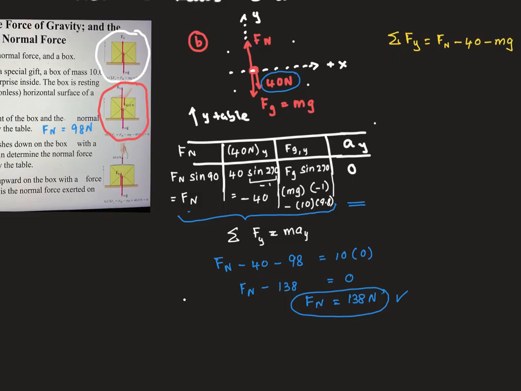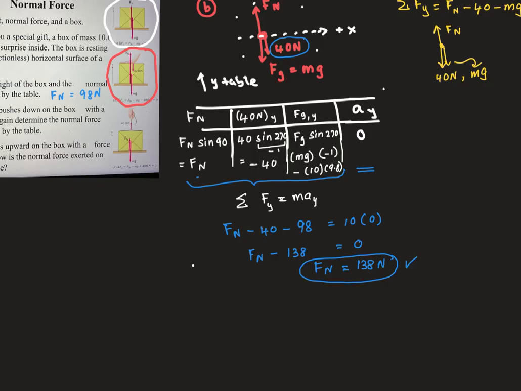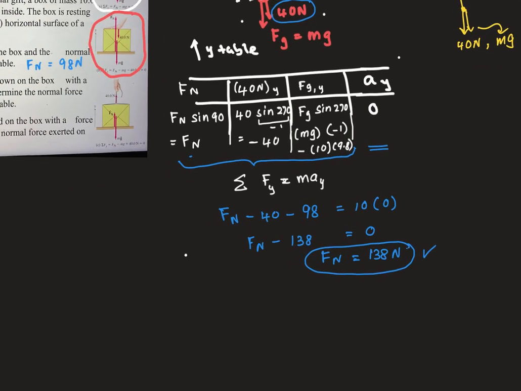Just by looking at the picture, I did not write sine 90 and sine 270 here. Just by looking at the force diagram, we have one force in the positive y direction, and two other forces pointed in the negative y direction, and these forces are 40 Newton and mg. These are the two forces, right? So you can do that as well, but if you are not comfortable with that, then you can set up the table. You can do either.